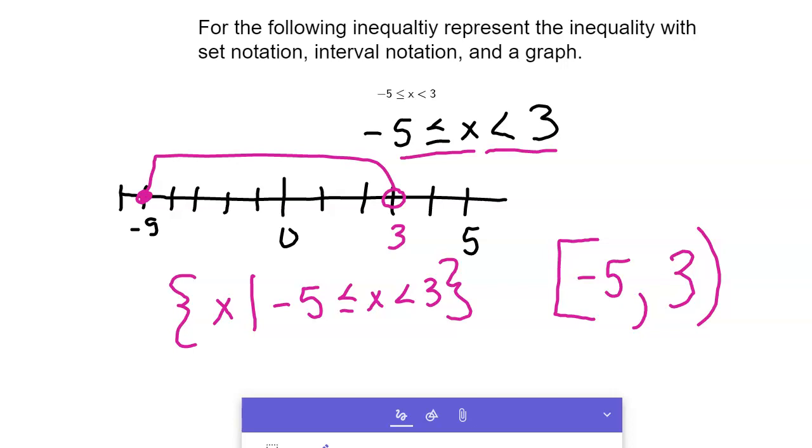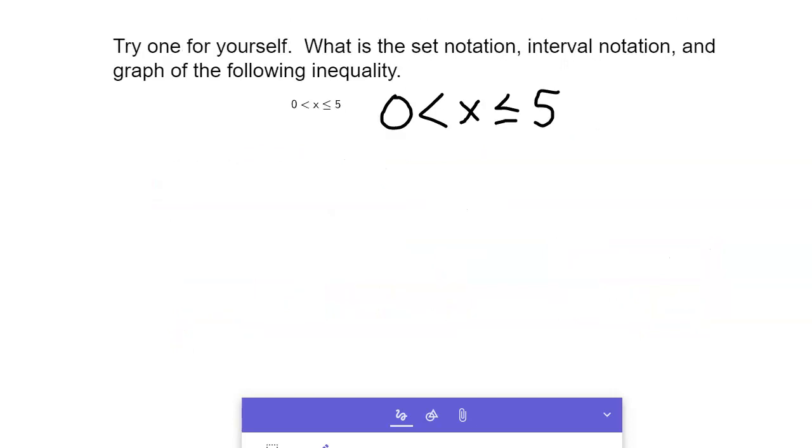And that's, for the most part, set notation, interval notation, and graphs. So I've got one more problem we can try. Make sure you got this figured out. Again, press pause. See if you can graph it. Do the interval notation. Do the set notation. And here we go.